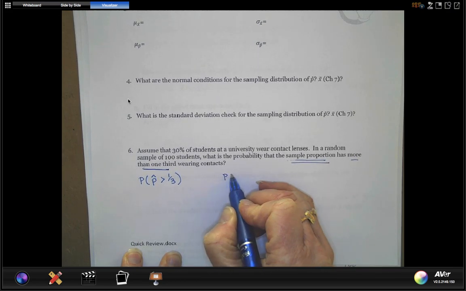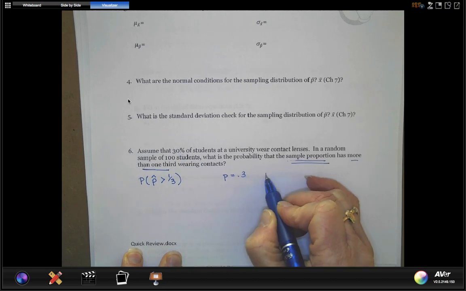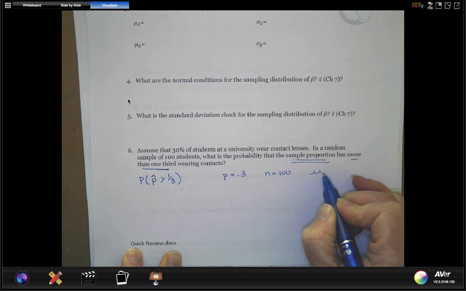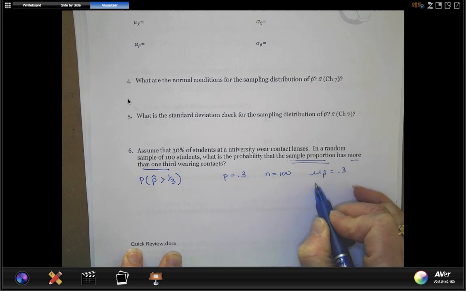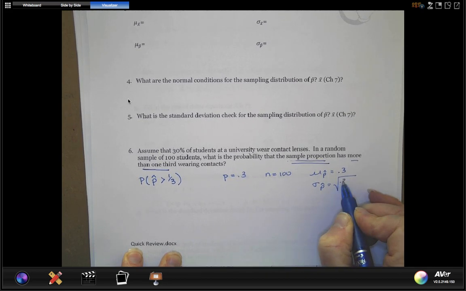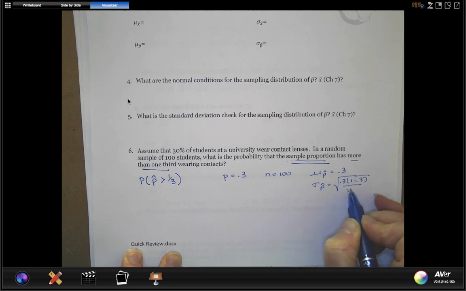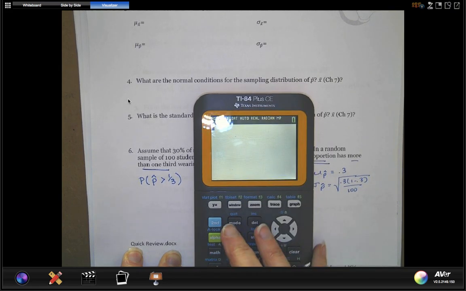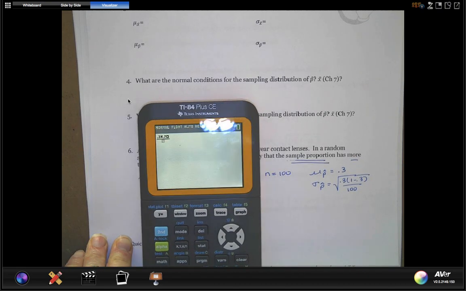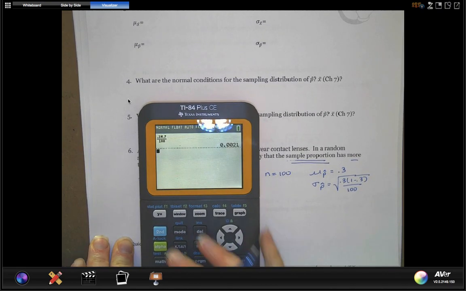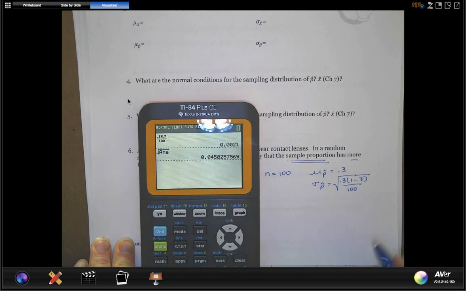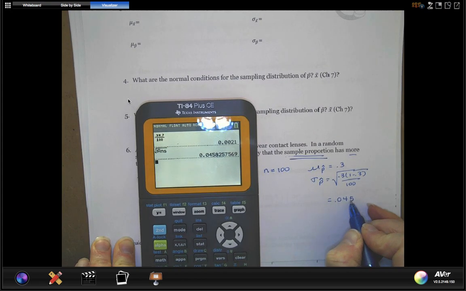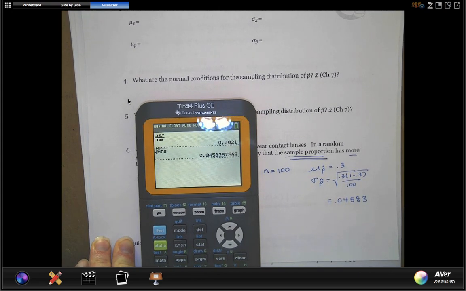Okay, so some things that we know: p is 0.3. We know our sample size is 100. That means the mean of all the p hats is also 0.3. And the standard deviation of all the p hats is the square root of 0.3 times 1 minus 0.3 over 100. Okay? I can find that number. So I can do 0.3 times 0.7 and then divide that by 100 and then take the square root of that answer. Okay? So I'm going to keep a couple decimal places right now. So there's my standard deviation of p hat.